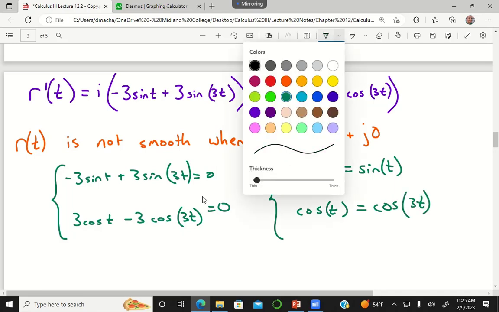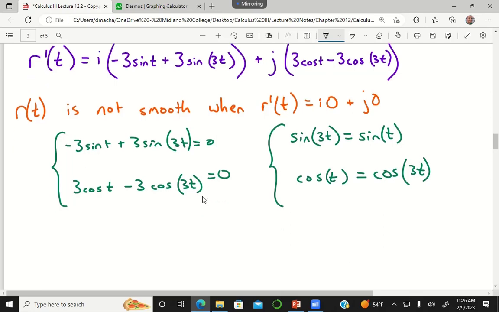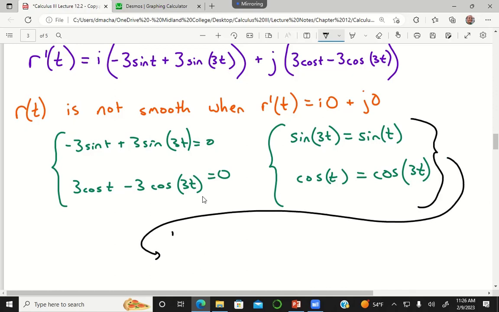All right, now, when is sine of 3t equal to sine of t? When is this satisfied? At t equals 0, right? Sine of 0 equals sine of 0. Cosine of 0 equals cosine of 0. And then we also said pi. We had the same system earlier. But sine of 3 pi is equal to sine of pi. Cosine of 3 pi is equal to cosine of pi. So there's at least 2 points.